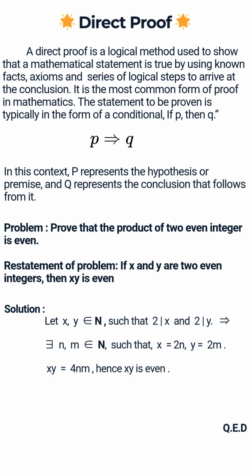Prove that the product of two even integers is even. Now we'll make use of facts like x is even and y is even. So if x and y are natural numbers which are even, then we know that there exist two natural numbers n and m so that x equals 2 multiplied by n and y equals 2 multiplied by m. So xy equals 4 multiplied by nm, hence xy is even.